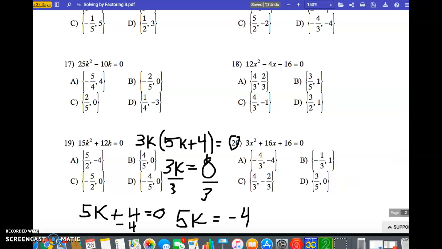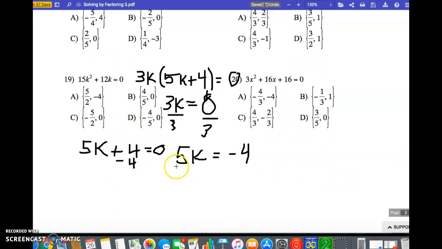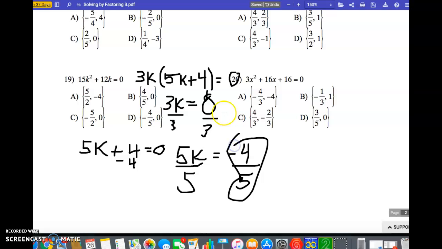And then you can divide by 5. And hey, there's your other solution: negative 4/5. And this is also going to give you that 0. So negative 4/5, comma, 0. Those are your two solutions. So negative 4/5 and 0 is, boom, option D. All right, so that's what I'm looking for with the binomial ones.